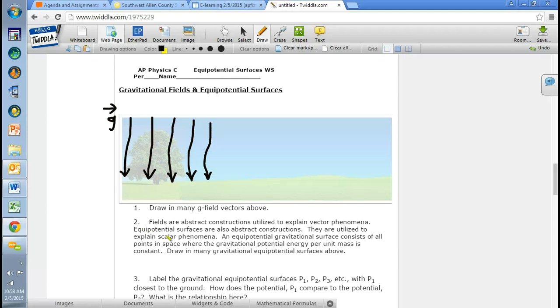Now look at number 2. Fields are abstract constructions. It's not like you can look around your room right now, stop looking at the screen, look around the room, and actually see arrows pointing down toward the center of the earth, okay? Those are abstract mental constructions that people have created to help us do calculations and solve for things. Specifically, they're helpful because they deal with vector phenomena.